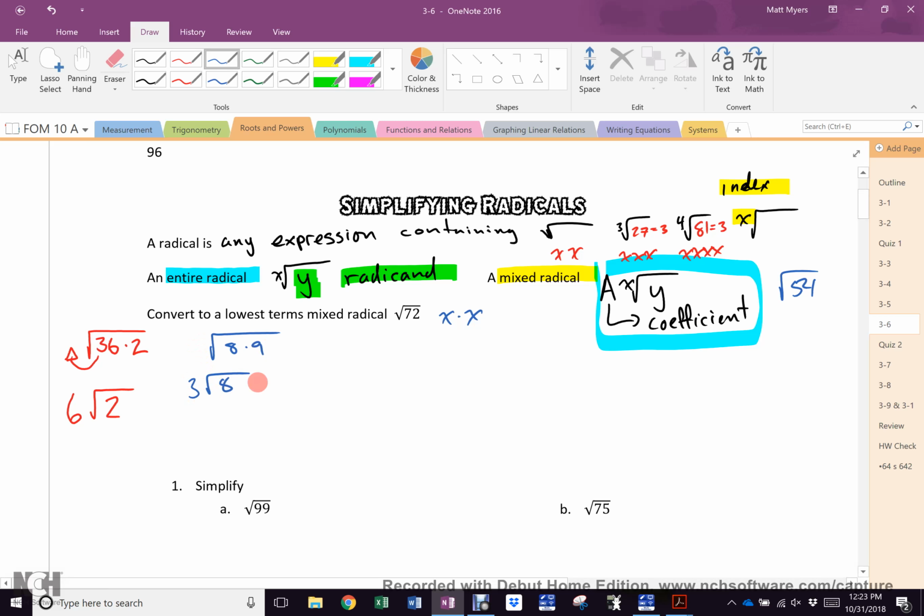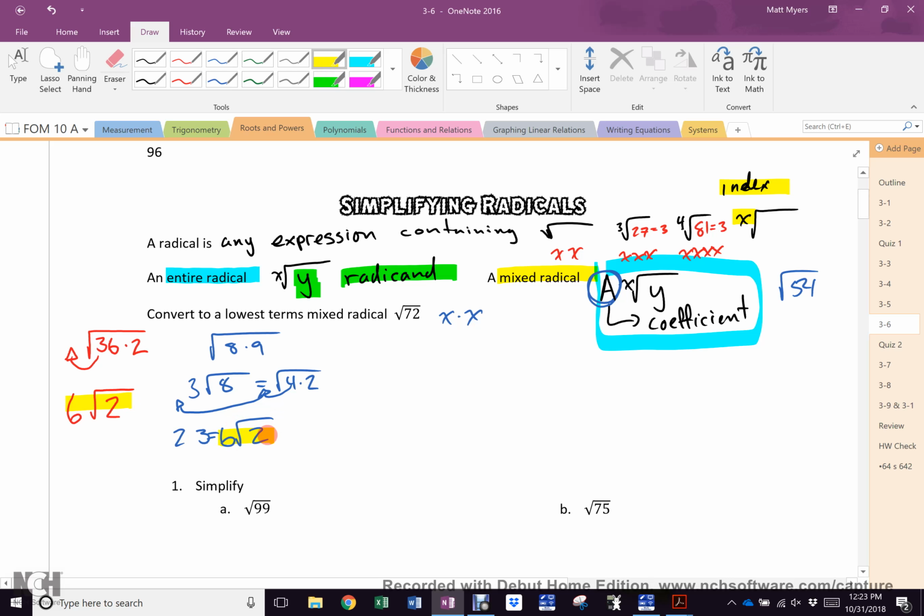So isn't this the same as the square root of 4 times 2? Why did I choose 4 and 2? What's special about 4? It's got a square root. What is it? 2. So what's coming out? 2. But what's already out? So now I have a 2 and a 3 in the coefficient spot. What do coefficients do? Multiply. So what's 2 times 3? 6. And what did I leave under there? 2.